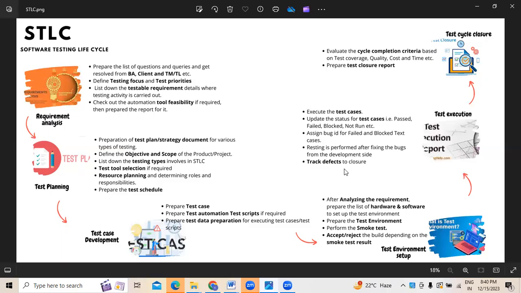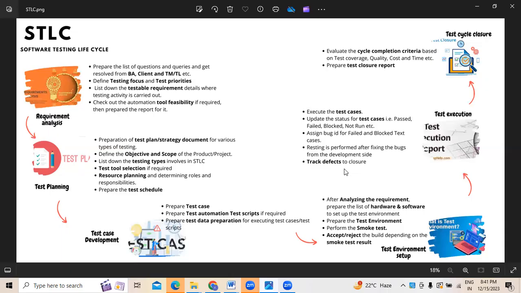It covers how the quality of testing was done by us, how much time it took for us to complete the whole thing, and what cost was involved in performing all of this. All these things come under test cycle closure. So this is the complete understanding of the software testing life cycle.